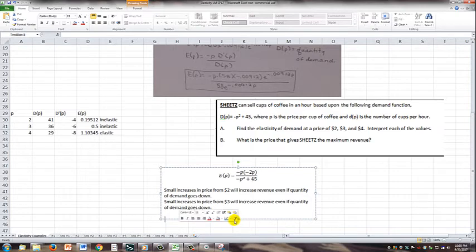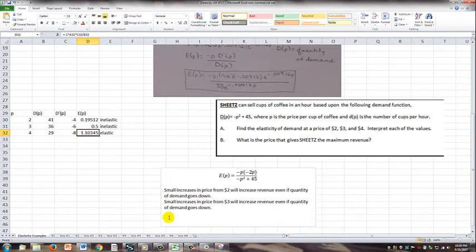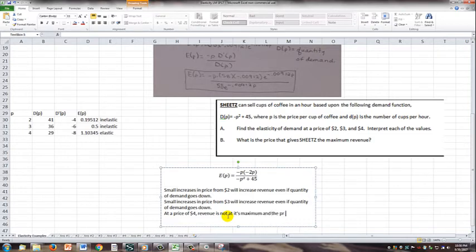However, if you charge $4, then you've got elasticity. The quantity of demand is elastic. That means revenue is going down. So you could say something like, at a price of $4, revenue is not at its maximum, and the price should be lowered. Something like that.